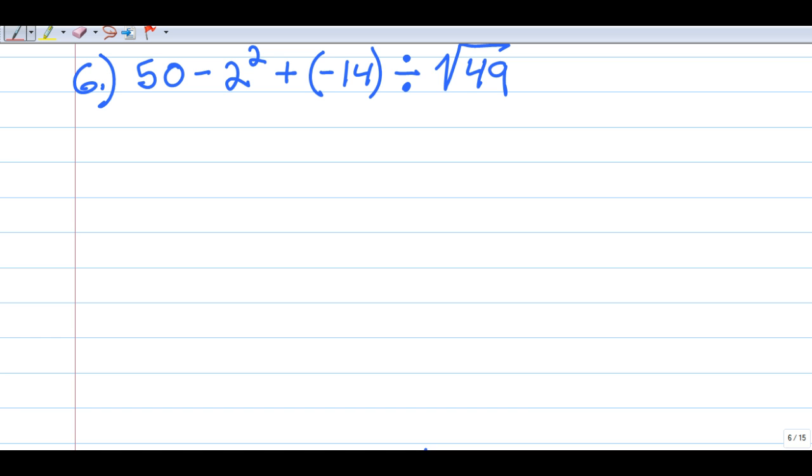So we see, as we read across, 50 minus 2 raised to the second power. We'll take care of that exponent. This means 2 times 2, which equals 4. Reading across, we also have a square root at the very end, the square root of 49. The square root of 49 equals 7. We'll complete this on this step as well. Anything else we haven't used, we'll go ahead and carry down.